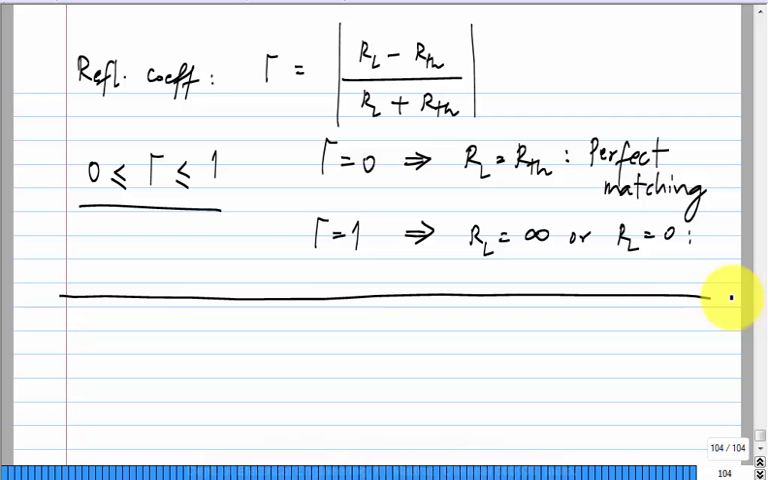Any questions about any of the circuit theorems we discussed? Thevenin's theorem, Norton's theorem, power transfer theorem?